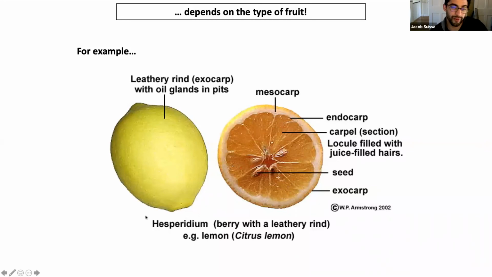Now, as botanists, we like to give things terms, and we call everything that's a citrus a hesperidium. It's just a berry with a leathery rind. That's all it is. It's a berry with a leathery exocarp. So essentially, in a citrus, you have this leathery rind, the exocarp. You have this sort of spongy white tissue. I don't know if you ever smelled it or tasted it. It's very bitter generally. And then you have these individual carpels, right?